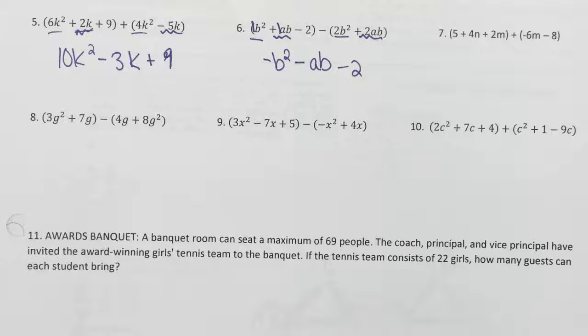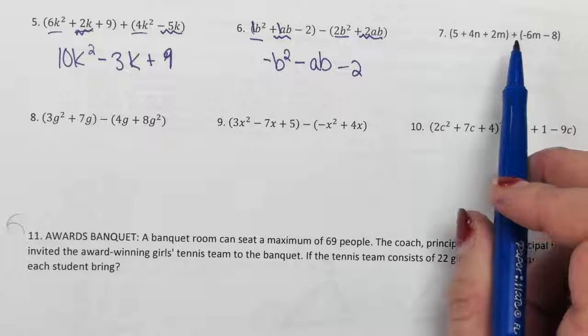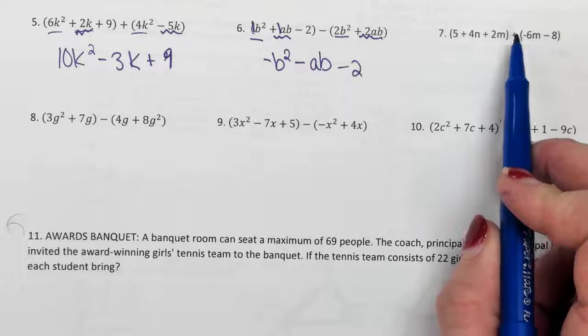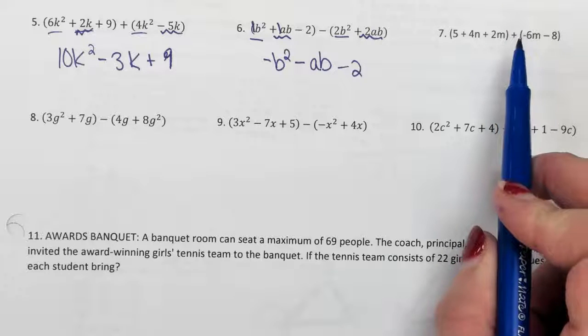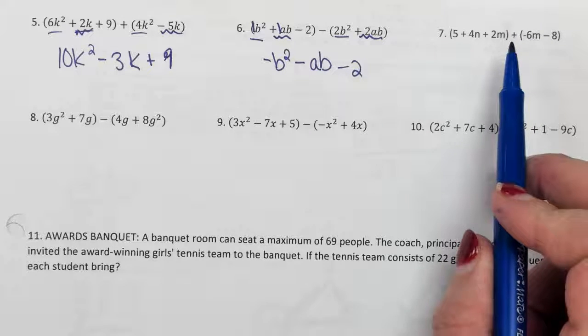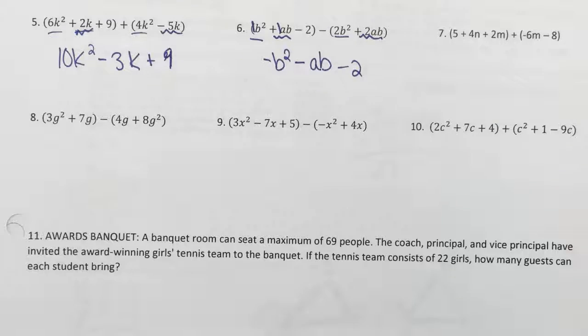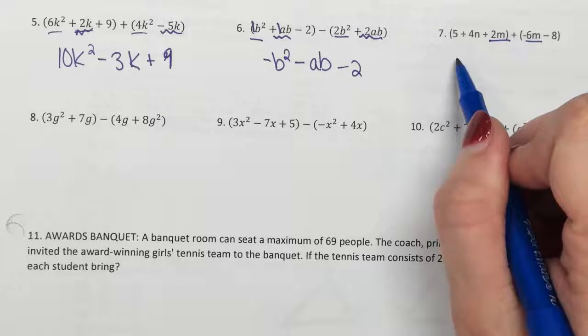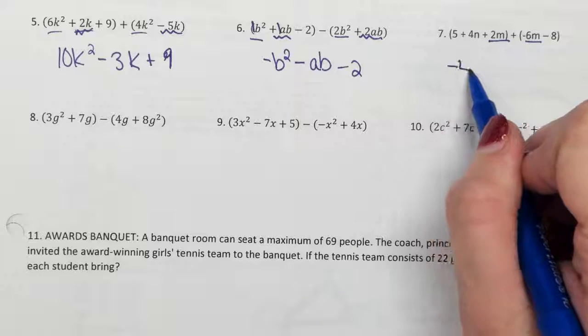Alright, Isaac, can you help me out on number 7? What are we going to do on number 7? Add them, right? Distribute and multiply. Alright, so what am I going to add? 2 to -6. And what's that give me? It gives you -4. Yeah.